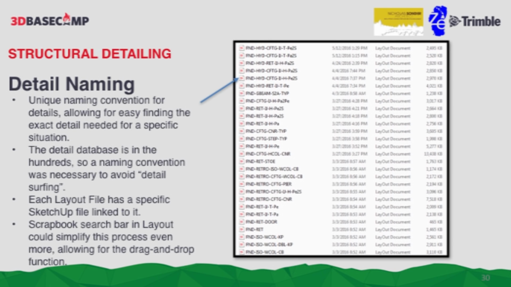For details, we have over 500 details, and that's just come over time, and they're very easy to draw and very easy to change and resave. We've come up with a naming convention so that we can easily find them. Another thing we're asking SketchUp for is a search engine on their scrapbook. Simple search engine. We could find these details really quickly, see them on the plan, and just slide them in.